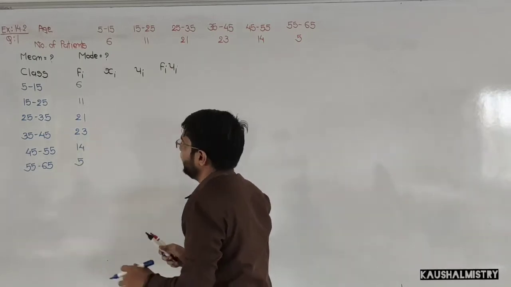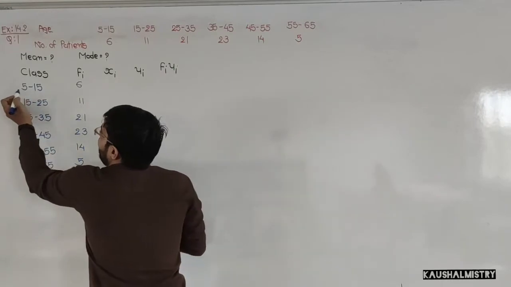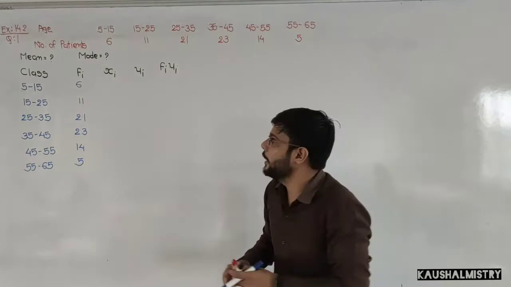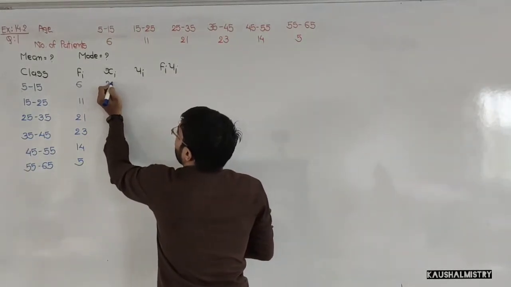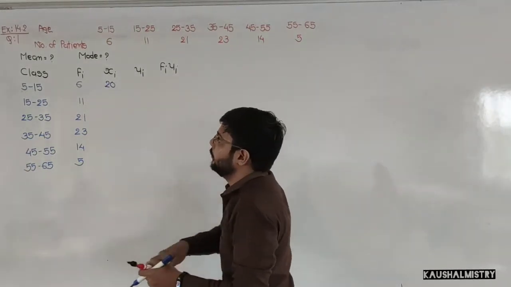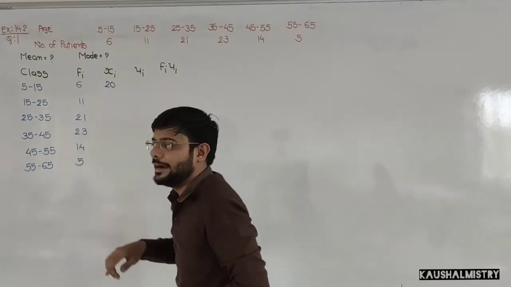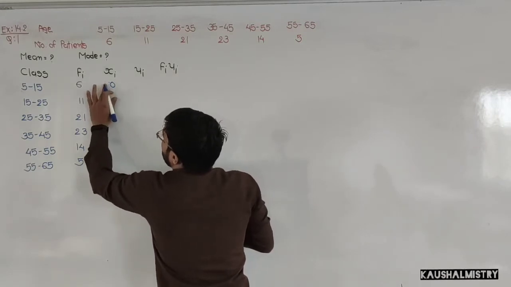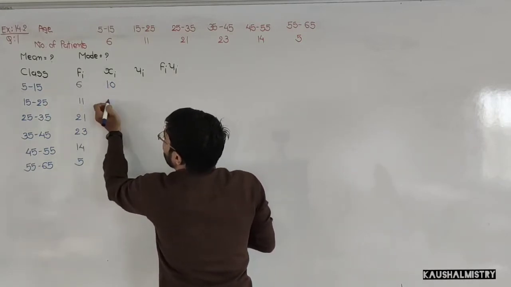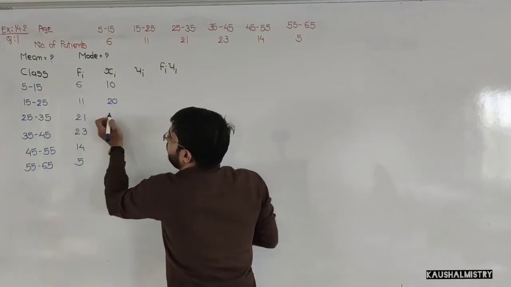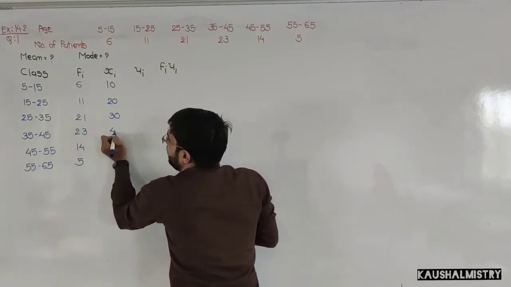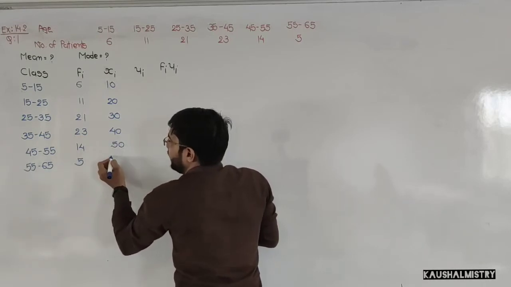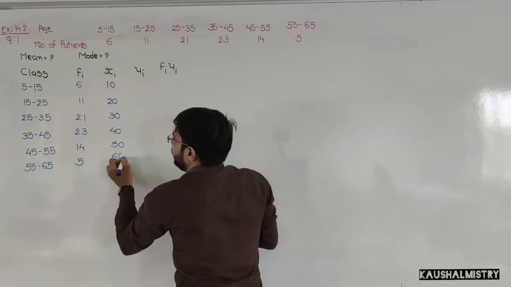Now we have to find xi, means mid value. That means 5 plus 15, that is equal to 20, and 20 divided by 2, so xi is equal to 10. Now 15 plus 25, that is 40, 40 divided by 2, that is 20, so here it will be 30, here it will be 40, 45 plus 55, that is 100, so it will be 50, and this will be 60, right?